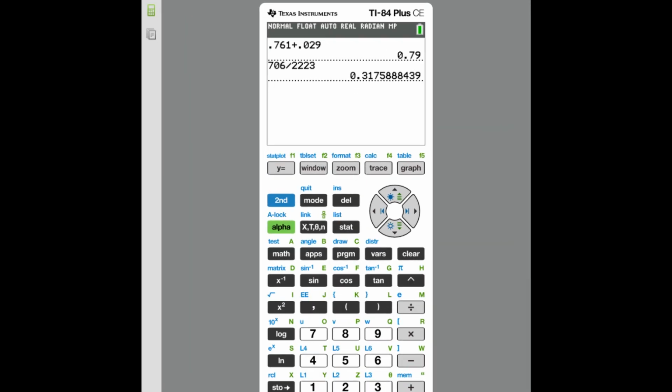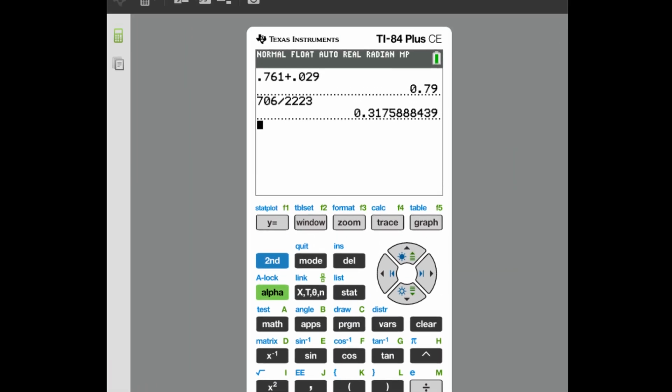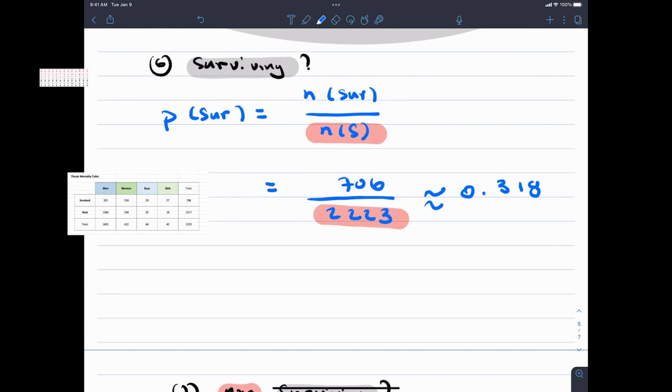Okay, what did you guys get here? Out to the nearest thousandths: 0.31, not 7, but 8, because the digit to the right is a 5. Do you guys remember that? It's 0.318. What is this as a percent? 31.8%.